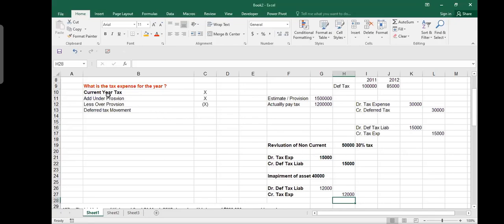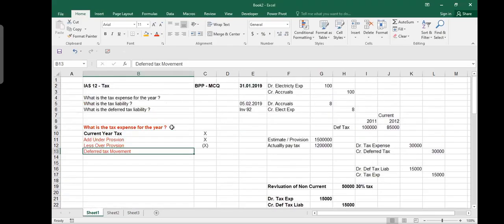So one thing was current tax. Second thing is under or over provisioning. And third thing is deferred tax movement. Like when you calculate your tax expense will consider these three items. Then we may have to calculate tax liability. We may have to calculate deferred tax liability. Now tax liability and deferred tax liability are two things, because within tax liability, you have current tax plus deferred tax. But in deferred tax liability, you only have deferred tax, which are temporary differences, temporary taxable differences, we call them. Temporary taxable differences in the deferred tax thing.